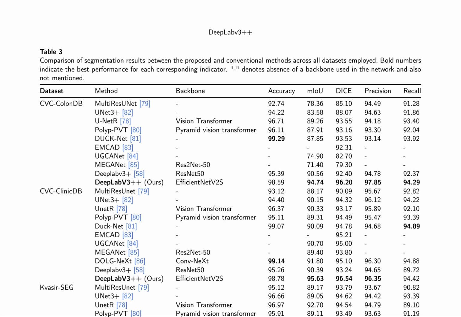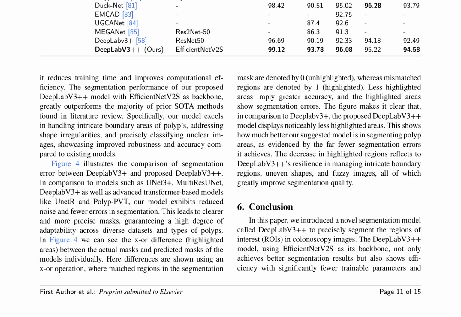A comparative analysis with DeepLabV3+, as illustrated in Figure 4, reveals the DeepLabV3++ model's significant reduction in segmentation errors. This novel approach demonstrates improved robustness and accuracy in segmenting polyp areas, thereby enhancing the reliability of colonoscopy image analysis. By virtue of its exceptional performance and efficiency, the DeepLabV3++ model presents a promising tool for colonoscopy image analysis, offering a robust and accurate solution for the detection of polyp regions.